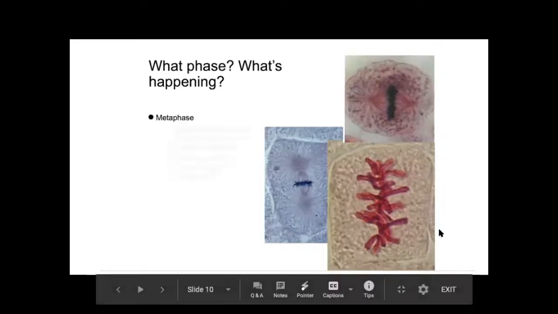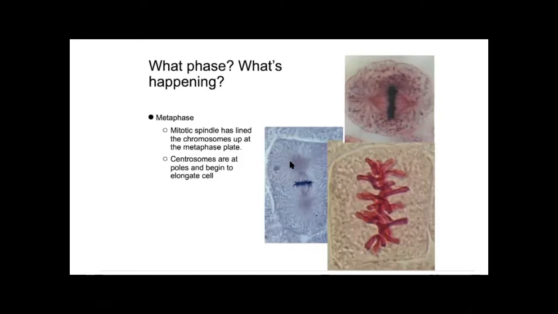Nice and squarish. The mitotic spindle fibers have lined up the chromosomes along the metaphase plate, or the equatorial plate. And the centrosomes, or centrioles, are at the poles, and they're going to start elongating the cell and pulling the chromosomes apart.